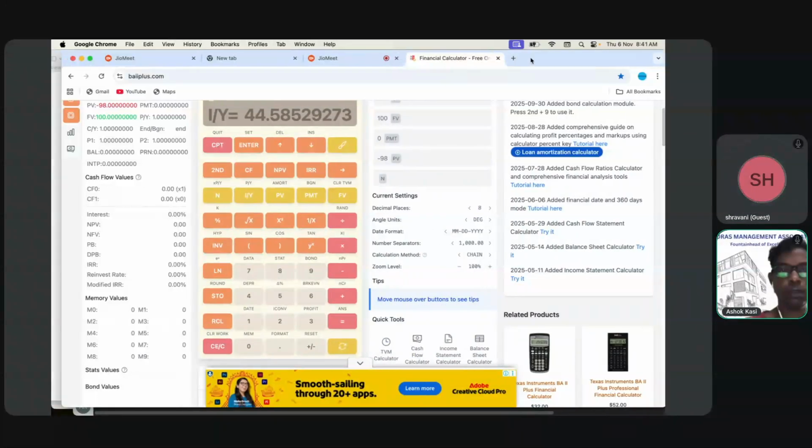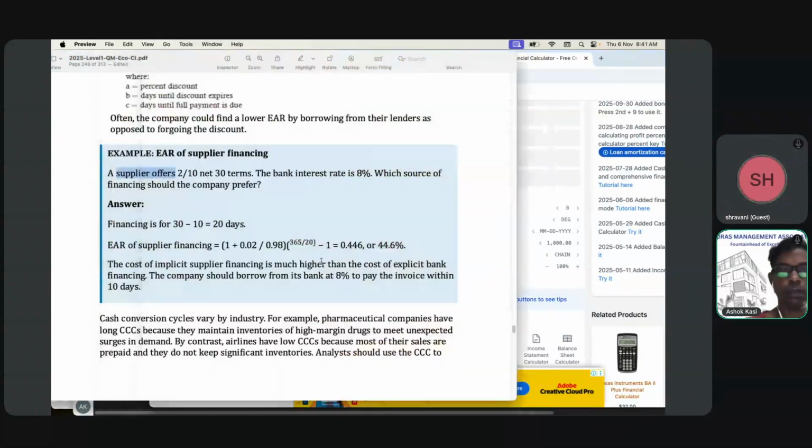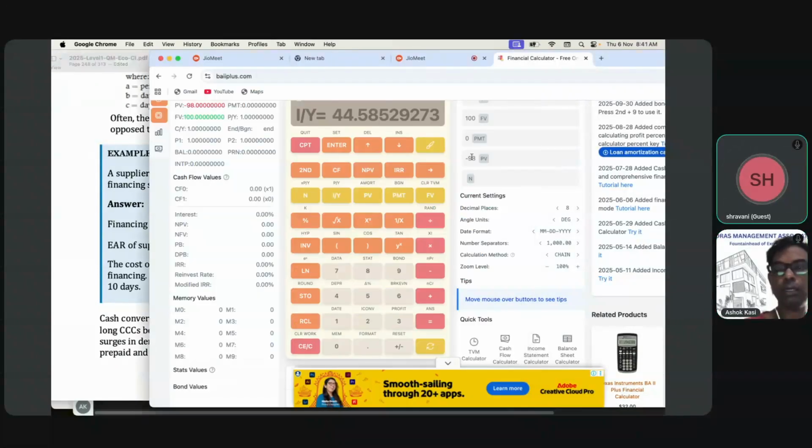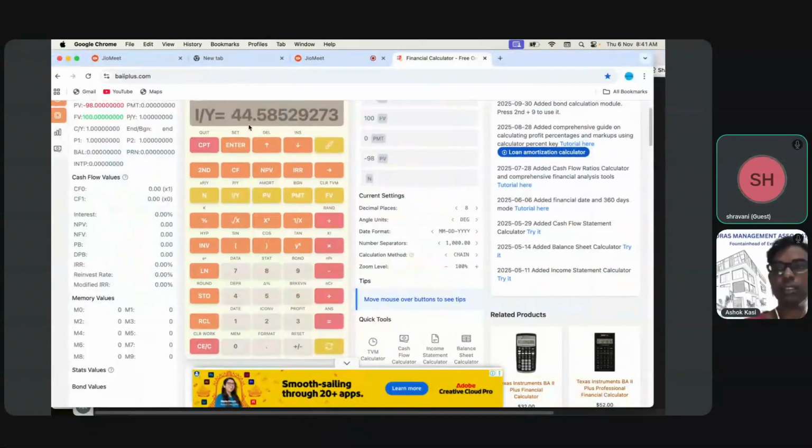44.58. So N is basically 20 days. Why 20 days? Because for 10 days you are paying, so you are saving those 20 days. In those 20 days only you are earning, because you are paying money. So it is all about 20 days. For 20 days, the money is not in your hand, right? You understood this one?